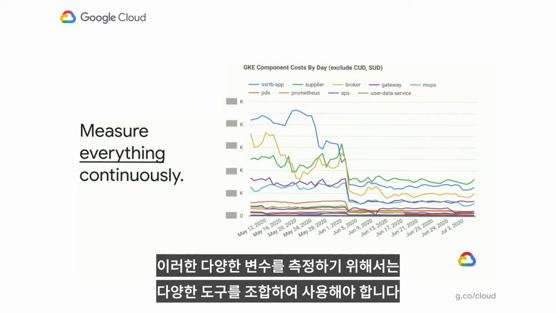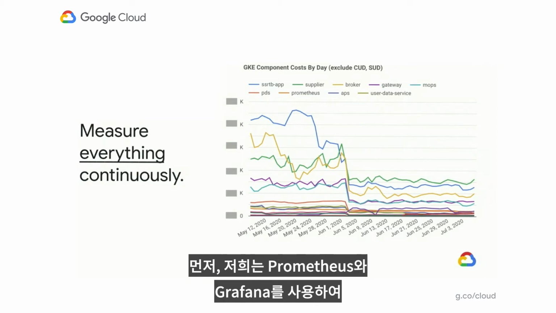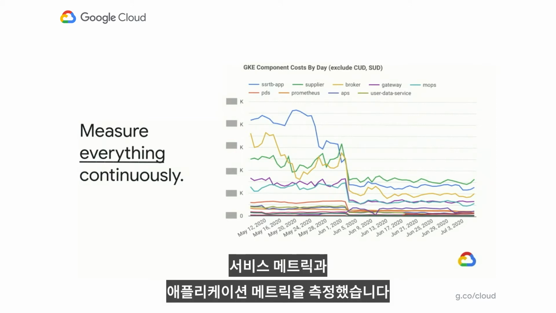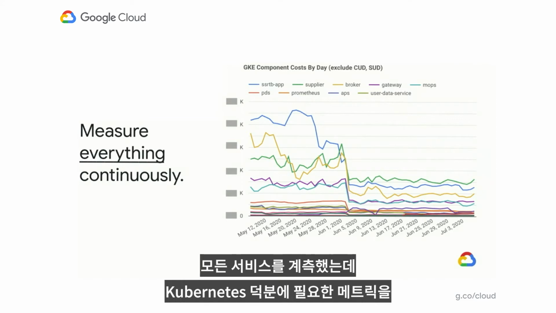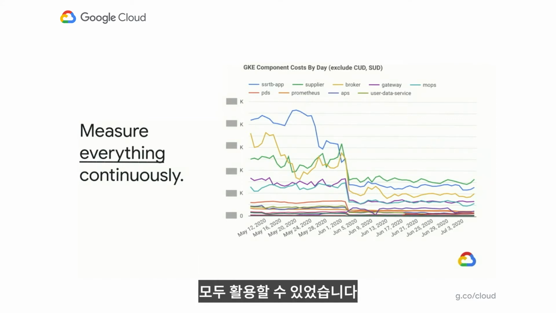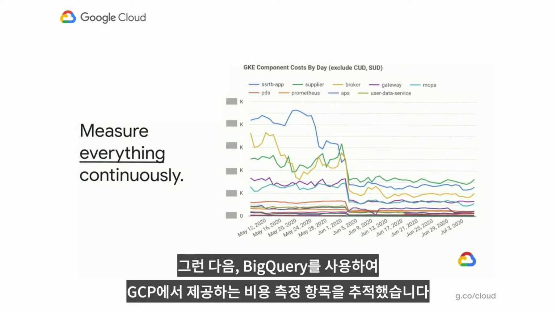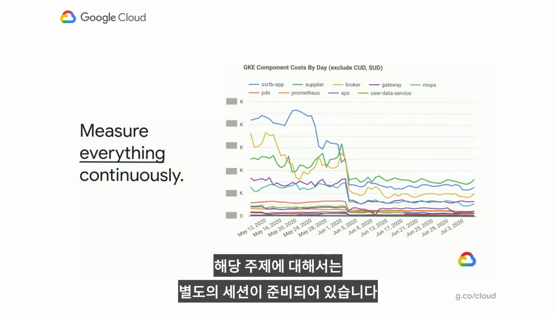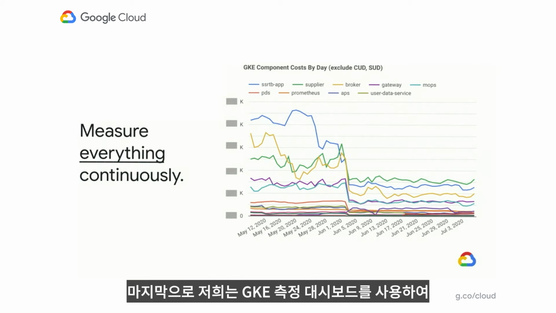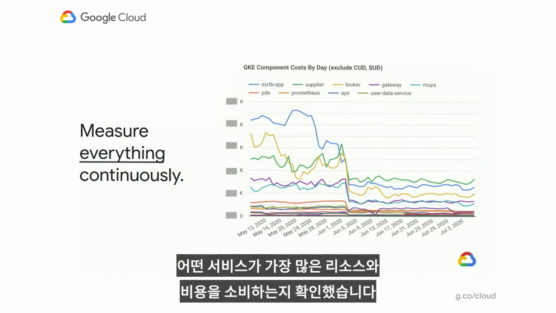And we used a combination of different tools to accomplish that. First, we used Prometheus and Grafana to measure service metrics and application metrics. All our services were instrumented, and Kubernetes offers those metrics out of the box as well. Then we also used BigQuery to track the cost metrics that GCP makes available. And there's an entire separate talk on that topic, which we encourage you to check out. And then finally, we used the GKE metering dashboard to see which services were consuming the most resources and cost.